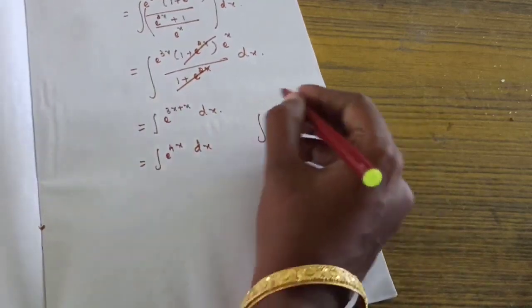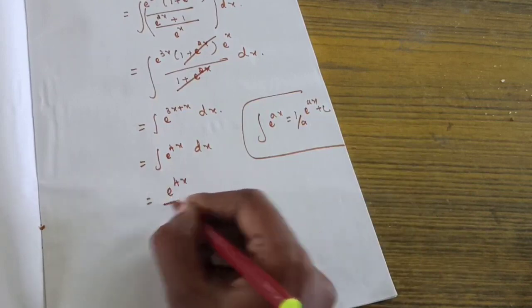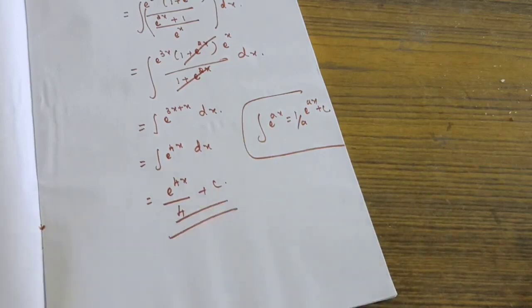So shall we apply this formula here? That's equal to e power 4x by 4 plus c. This is the required answer. Have you got it? Okay, it's very easy, is it right? So let's move to the next question.